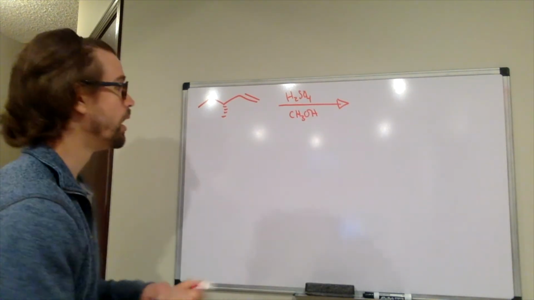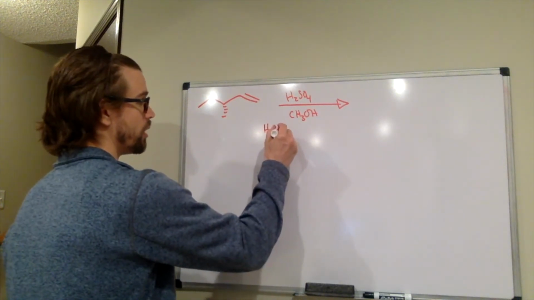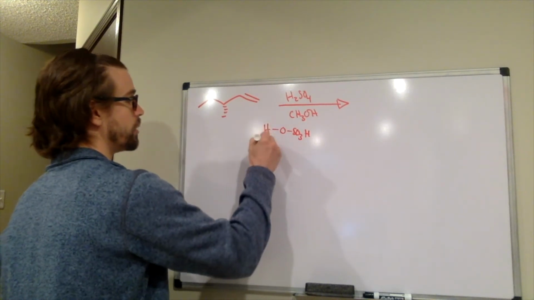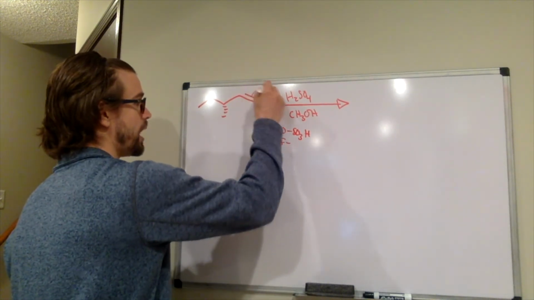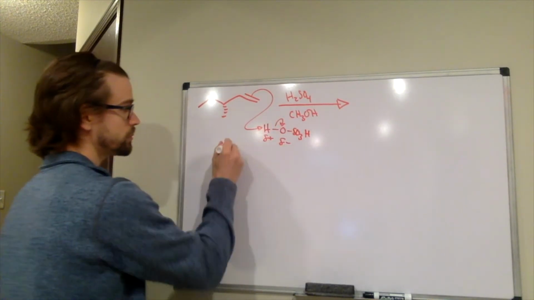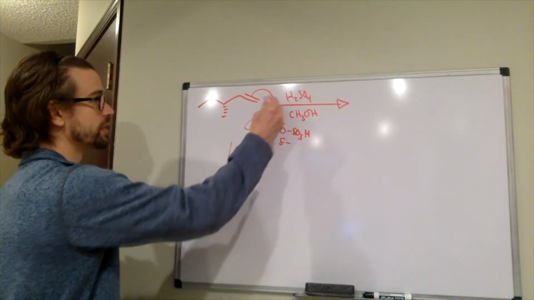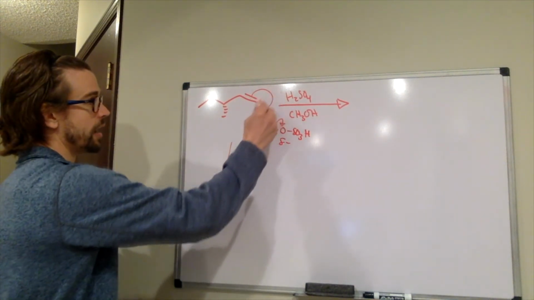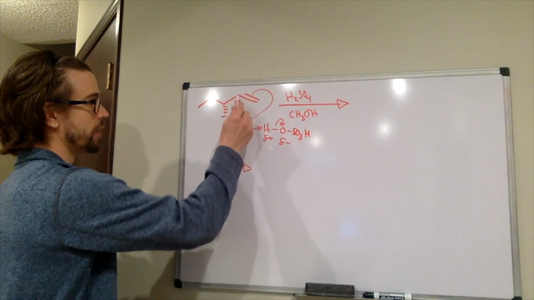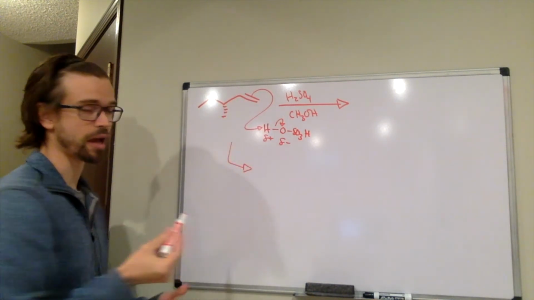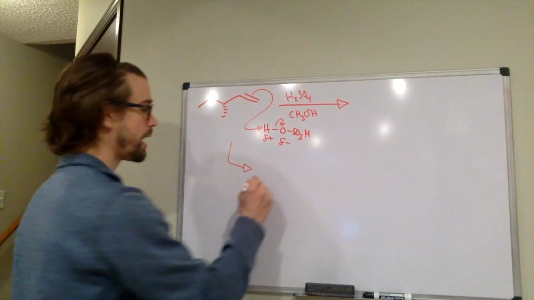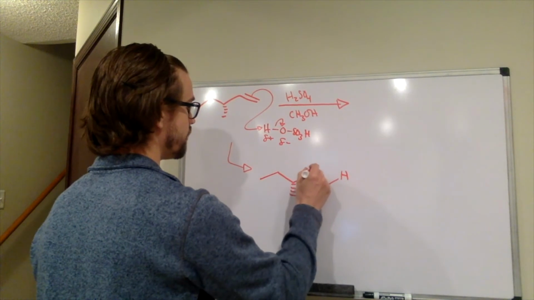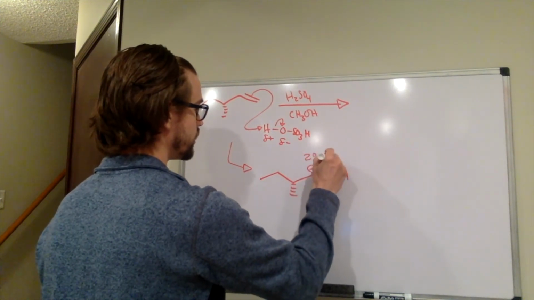Okay, nice job. So what's happening here? Well, we have our strong acid with its partial positive and partial negative. This pi bond is going to be attracted to that. Are we going to add our hydrogen to this side or to this side? If we add the hydrogen to this side, we're going to have a secondary carbocation. If we add the hydrogen to this side, we'd have a primary carbocation. We want the more stable carbocation. So that means we're going to add the hydrogen here and have the secondary carbocation here.